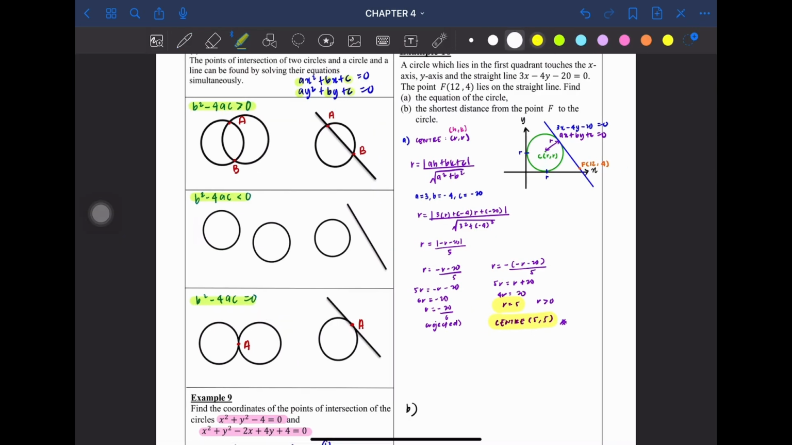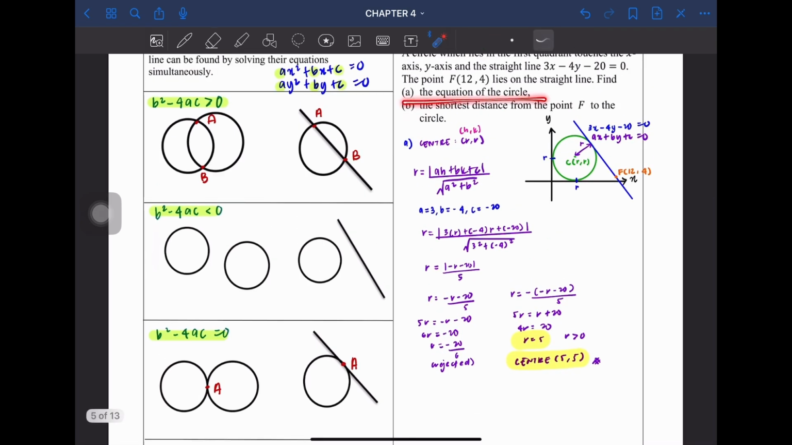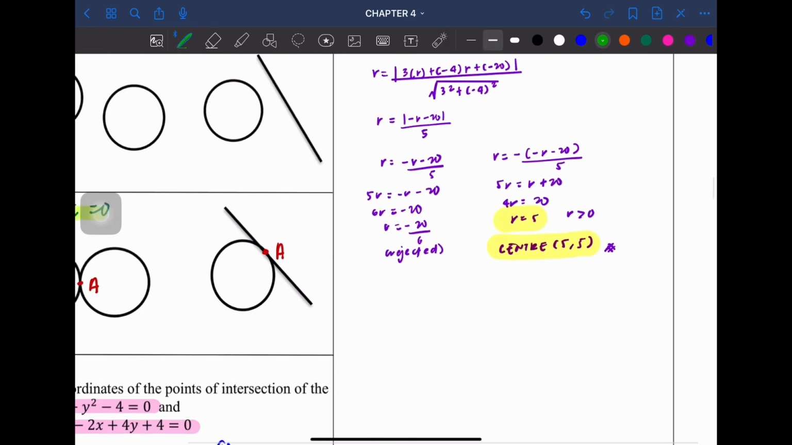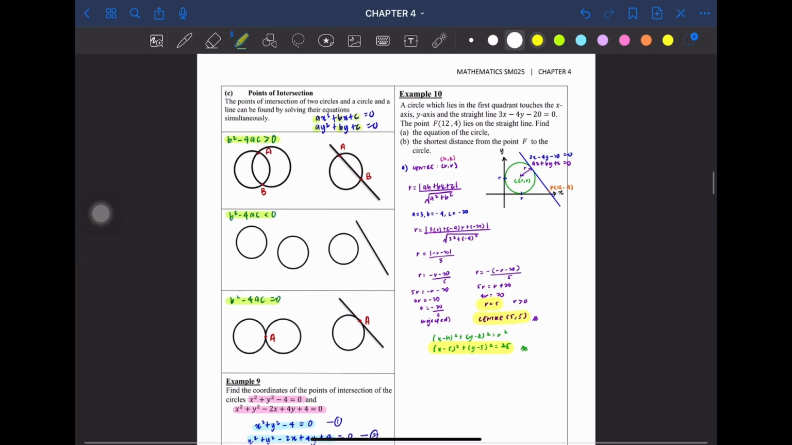Okay, we're not done yet because we have to find the equation of the circle. For the equation of the circle, you just need to insert into the formula. For the standard form, we have (x minus h) squared plus (y minus k) squared equal to r squared. So (x minus 5) squared plus (y minus 5) squared equal to 5 squared, which is 25. So this is your final answer, the equation of your circle.